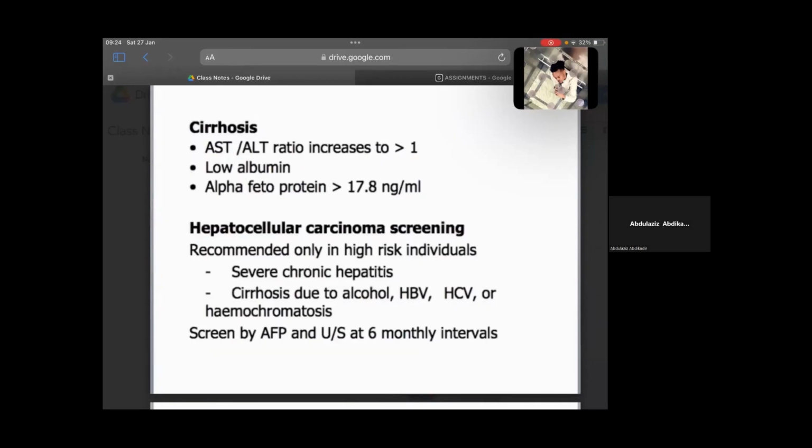Also the alpha fetoprotein. You will have a lecture on tumor markers, but just know that alpha fetoprotein is for the liver. The carcinoembryonic antigen, CEA, is for the colorectal area, the colon and the rectum. Then the others like CA125 or CA19-9.